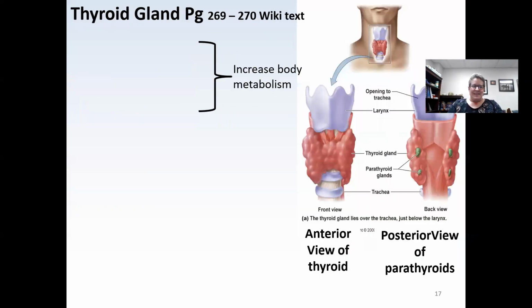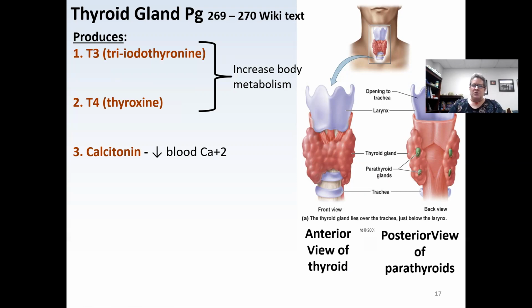Okay, moving on to the thyroid gland. So the thyroid gland is located on the anterior of the trachea, and on the posterior of the trachea, these green lumps right here are called parathyroid hormones. But let's talk about the thyroid gland first. The thyroid gland produces T3 and T4, okay? Triiodothyronine and thyroxine. Thyroid hormones are so important that they're included in most routine blood panels.